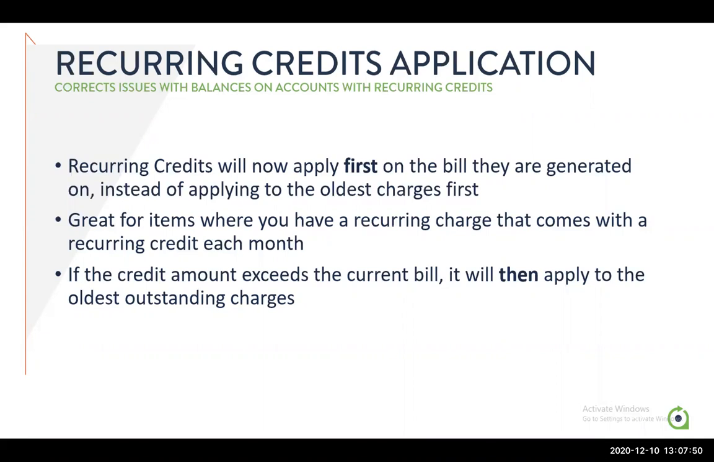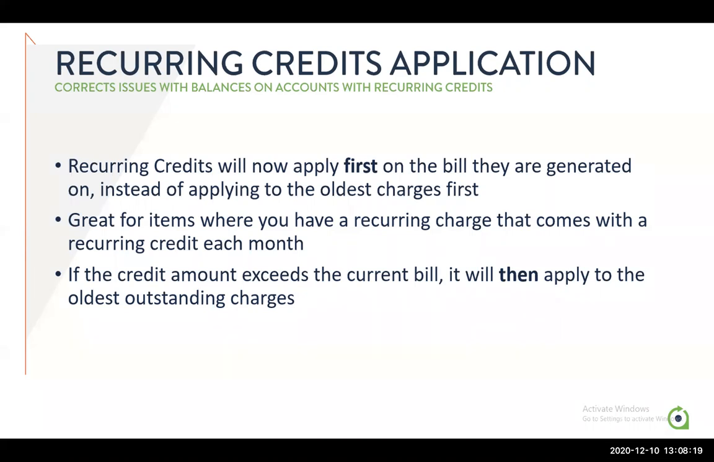In the past, if there was a past due amount on the customer's account, when it applied the credits, it would always apply the credits and they would fall through sort of to the oldest balance on the account. And now we've made a change where if there is a recurring credit, this is for recurring credits, credits that are set up to apply every month, they're going to now apply first to the bill that they're generated with instead of falling through and applying to the oldest charges.